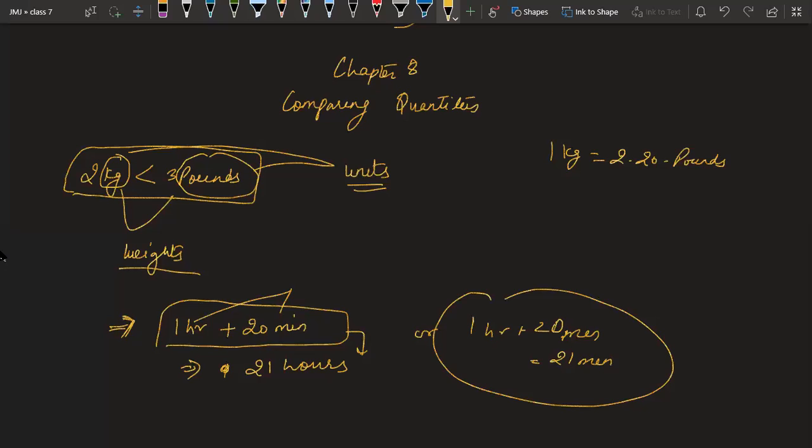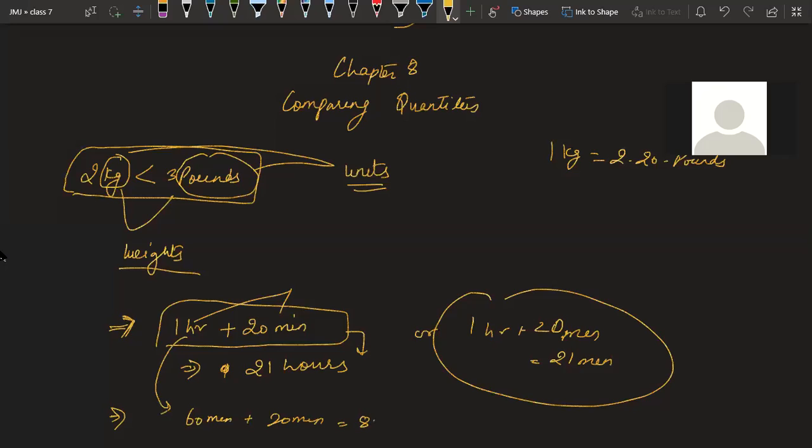To add them, they should be having same units. Then only you can add them. So first you need to convert both the units into a similar one. So 1 hour can be written as 60 minutes plus 20 minutes. Now you can add them. It becomes 80 minutes. Or if you want to convert in hours, you have to change in hours.